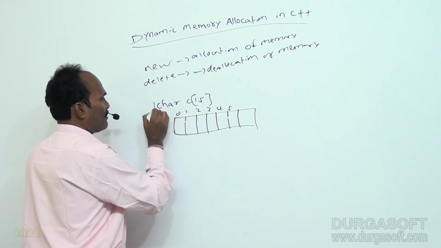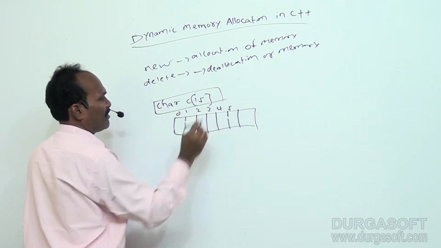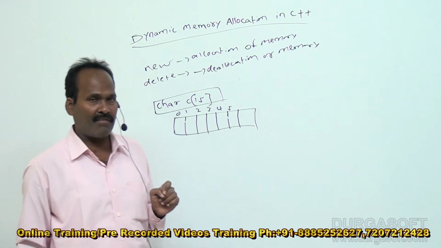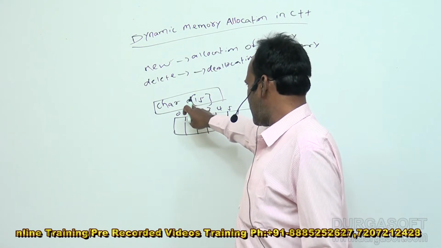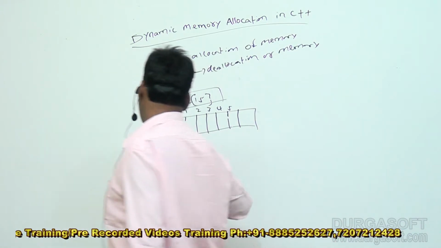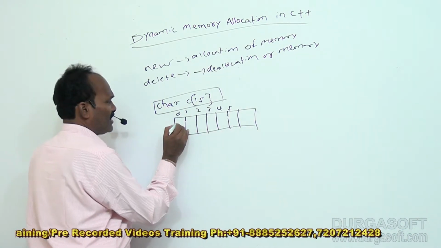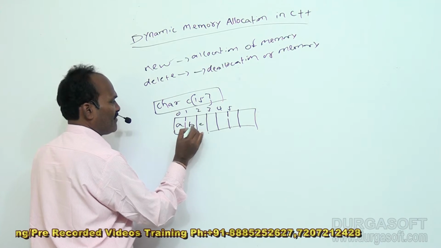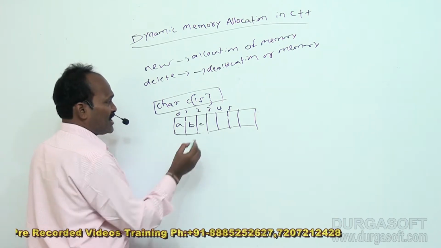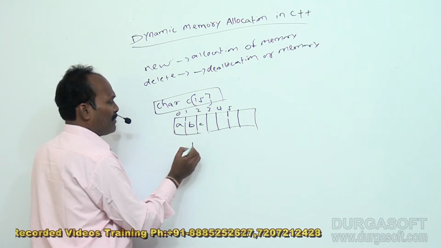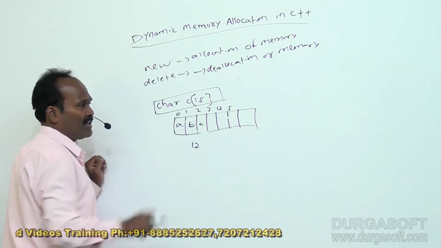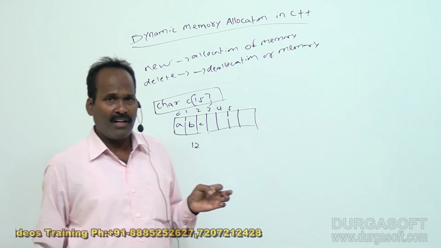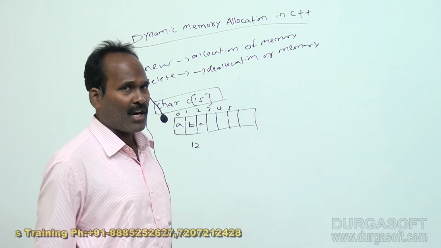What is the drawback of this static memory allocation? Wastage of space occurs. You have declared 15 characters. Suppose I use only 3 characters, like ABC. Only 3 characters are utilized here, and the remaining 12 characters will be wasted. This is the static memory allocation process, which is allocated at compilation time.